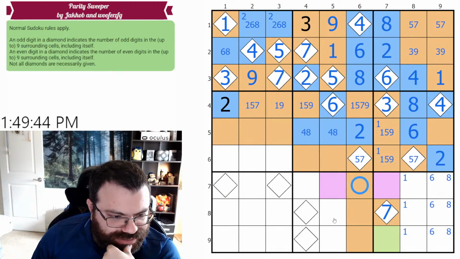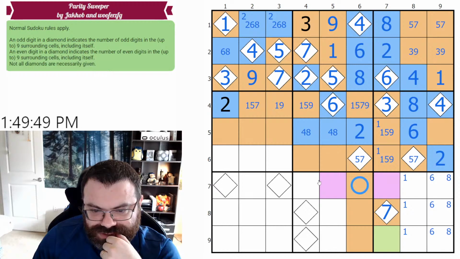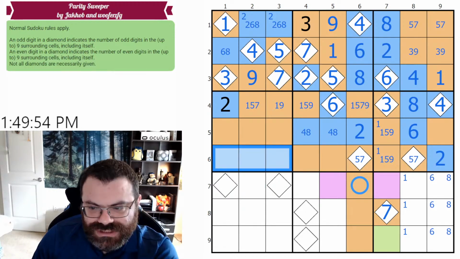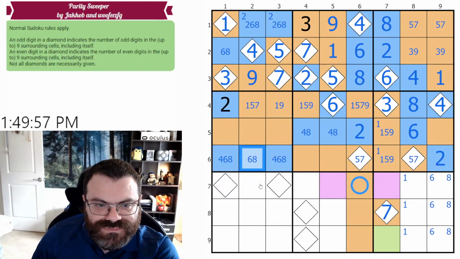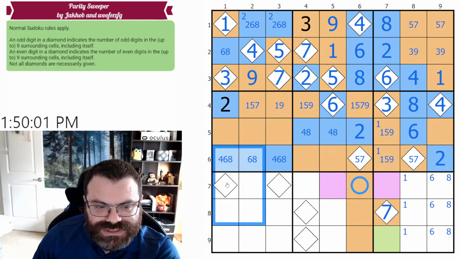What about column 9? Row 6 can be colored. We have all our odds here, so these are all even. Oh, and for the box as well. So these are 4, 6, 8. That's not a 4. Okay, this cell now already sees 2 evens. So if it was even, it would be 4 or 6. If it was odd, it would be 1 or 3. Can't be 1 or 3. Okay, so it's even.